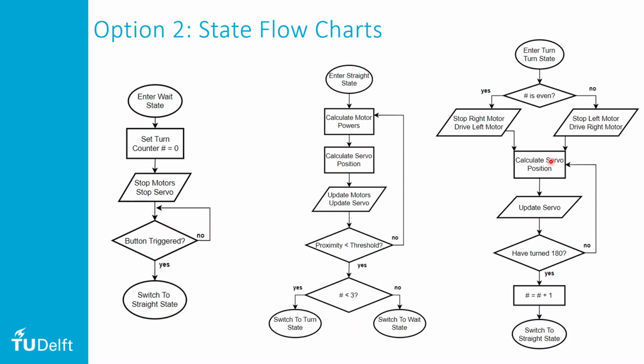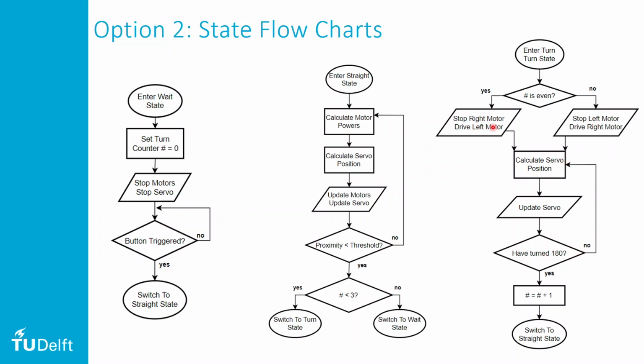Now this one also needs to change a little bit because now we need to turn right and then left and then right again. So the best way to do this is to look at hash, how many times have we previously turned. So at the moment we're coming into our first turn, so this is 0. 0 is even. And therefore we take this branch, we stop the right motor, we drive the left motor, therefore we turn right. Then we calculate the servo position, we update the servo, we check whether we have yet turned 180 degrees. If not, we go back to here.